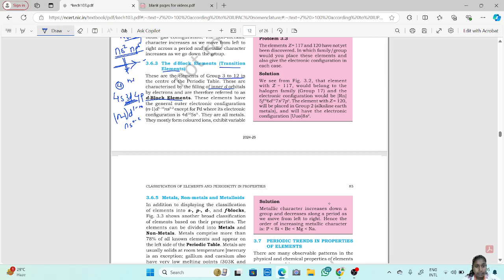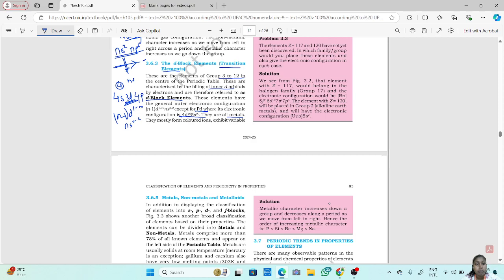Except for palladium, where its electronic configuration is 4d10 5s0. There is an exception for palladium where the electronic configuration is 4d10 and 5s0. Now they are all metals. Okay, the D block elements, they are all metals.